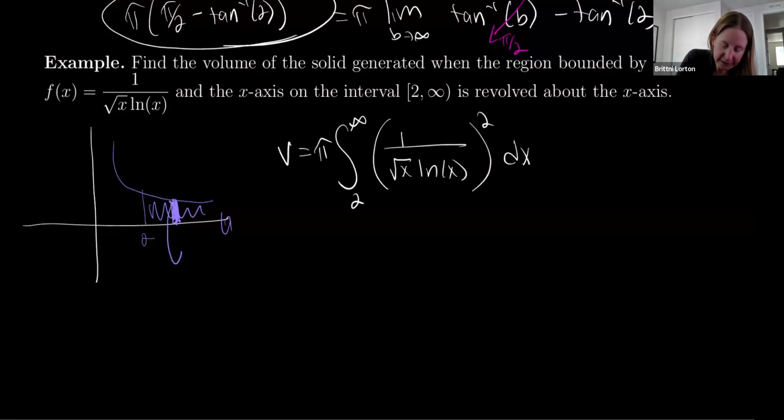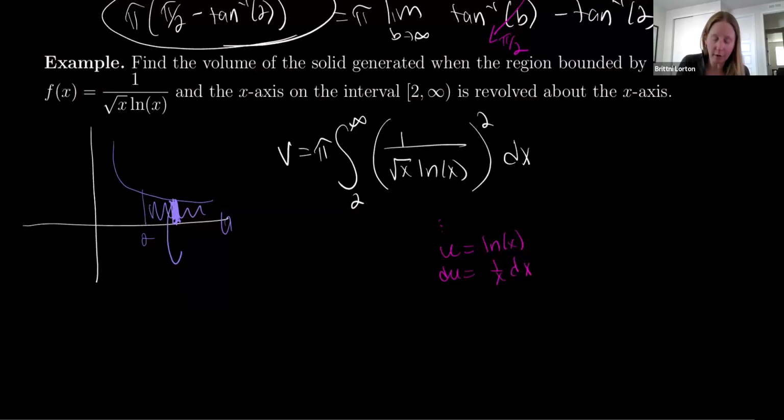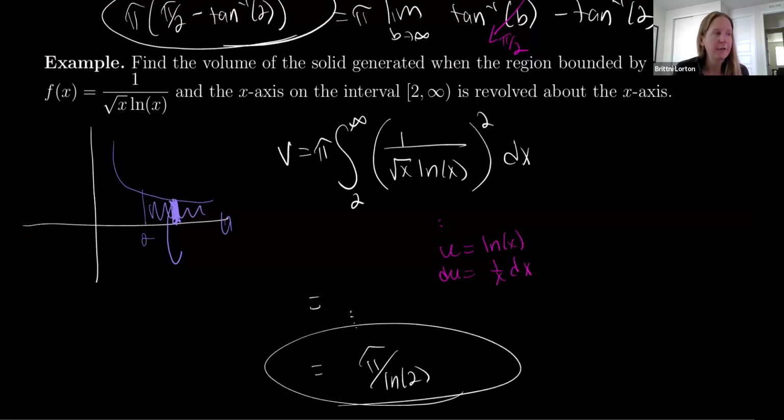You would end up having to simplify it first. I'll give you a little hint. You are going to need a u sub. You would have to let your u be ln of x. Try practicing that one on your own. Try to see if you can pause the video right now and finish the answer to this one on your own. I got a final answer of pi over ln of 2.